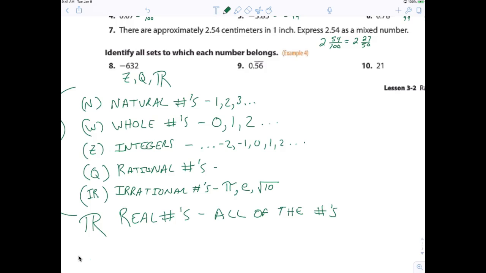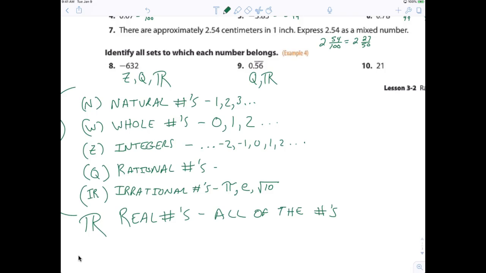All right, number 9. Can I write that as a fraction? 0.56 repeated. Can that be a fraction? Yes. So we know it is what? Rational. And if it's rational, it's also real. Now notice I skipped the other ones because there were decimals involved. The first 3, no decimals are involved. For the real numbers, what's the symbol? Star. Okay.